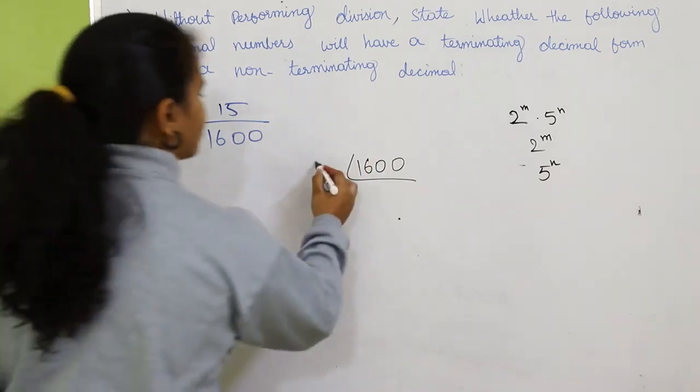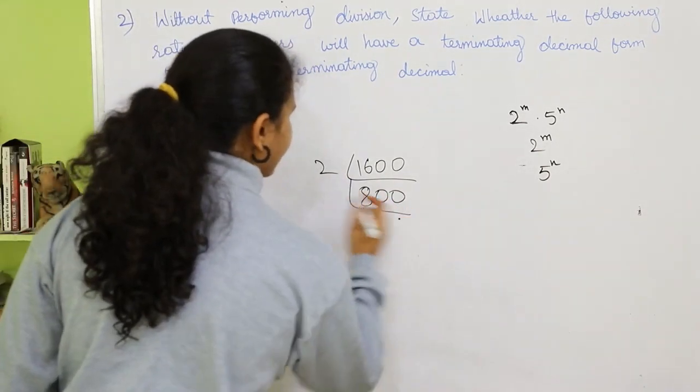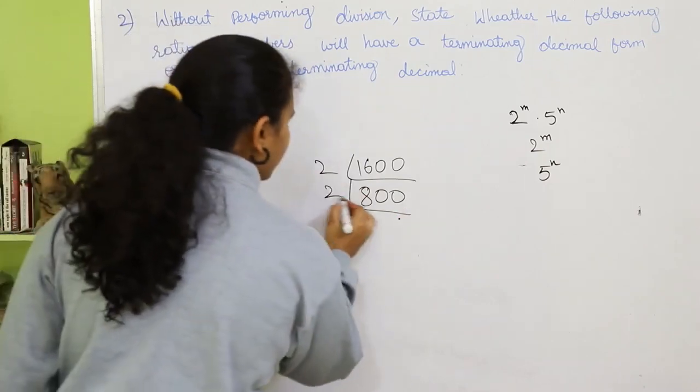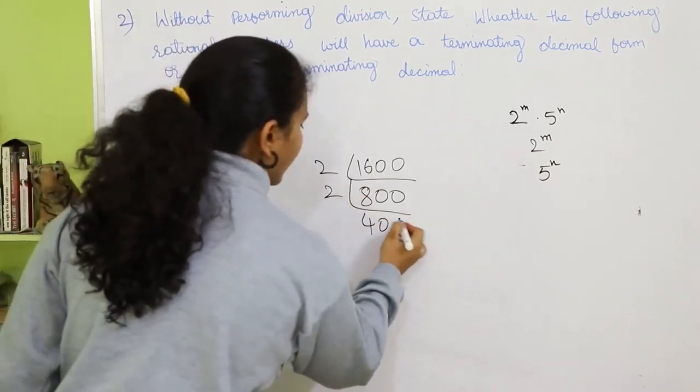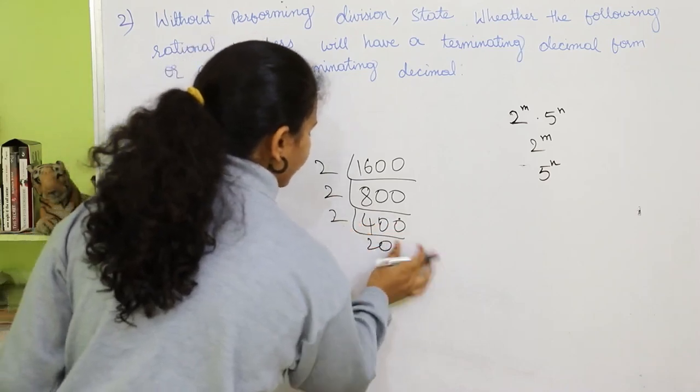Now what you do? You go for 2. 2 8s are 16, so 800. I got it, right? Now again go for 2. 2 4s are 8, 400. Again 2. 2 2s are 4, 200.